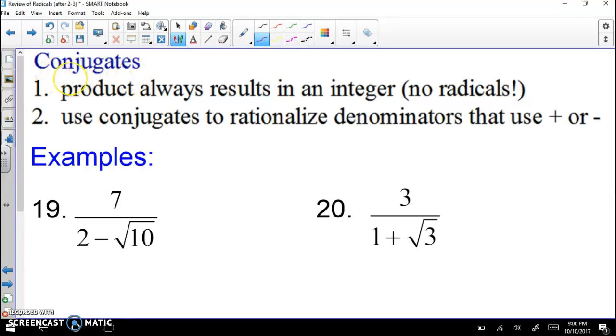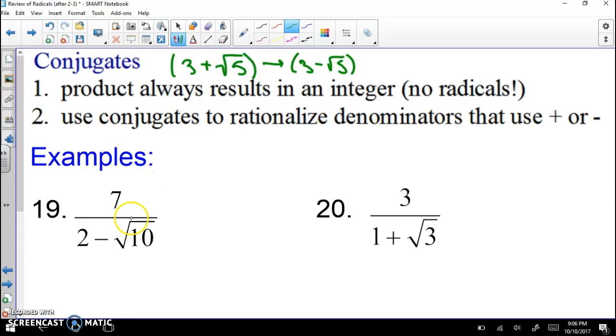So conjugates, like we already talked about, when we multiply them, the product will always result in an integer, meaning the radical will be eliminated. We use conjugates to rationalize denominators that use addition or subtraction. When we're dealing with conjugates, the big factor to remember is that they are the same terms but opposite. So if we had 3 plus the square root of 5, just a basic example, its conjugate would be 3 minus the square root of 5. So it's the same terms, opposite signs.